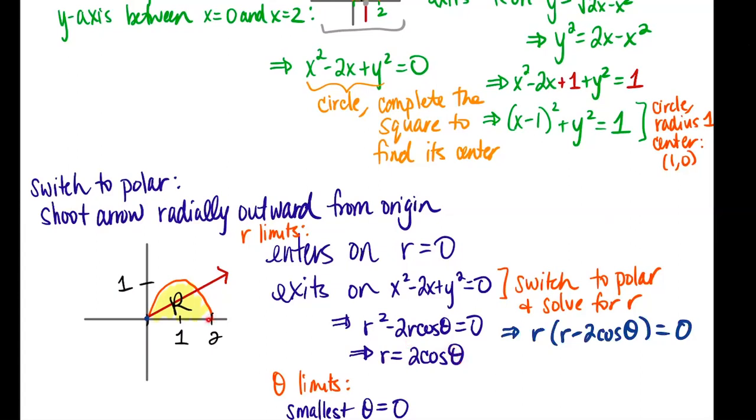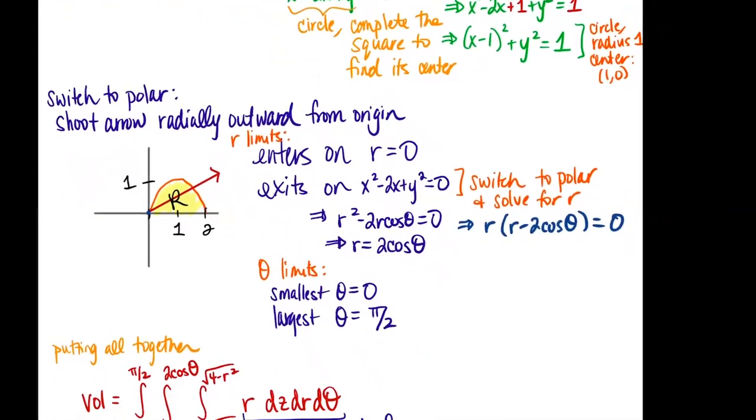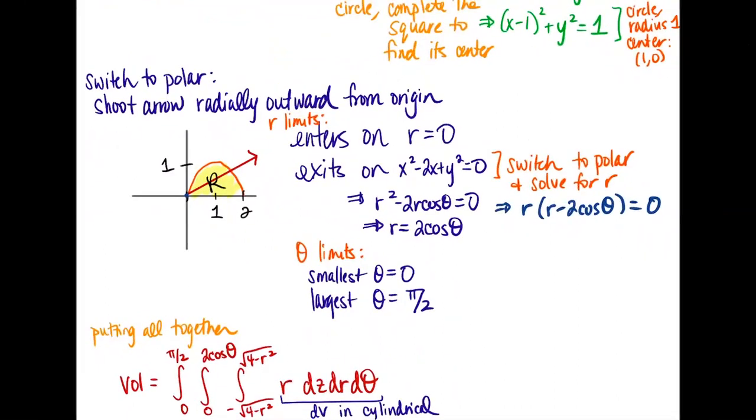Theta doesn't need to be zero, theta needs to be pi over two. Because when theta is zero, I'm going to start over here, right? r would just be two. And then by the time I come back to theta being pi over two, I will land back at the origin. So that's going to help me see my smallest and largest theta values, and we're going to put this all together and get my new integral.